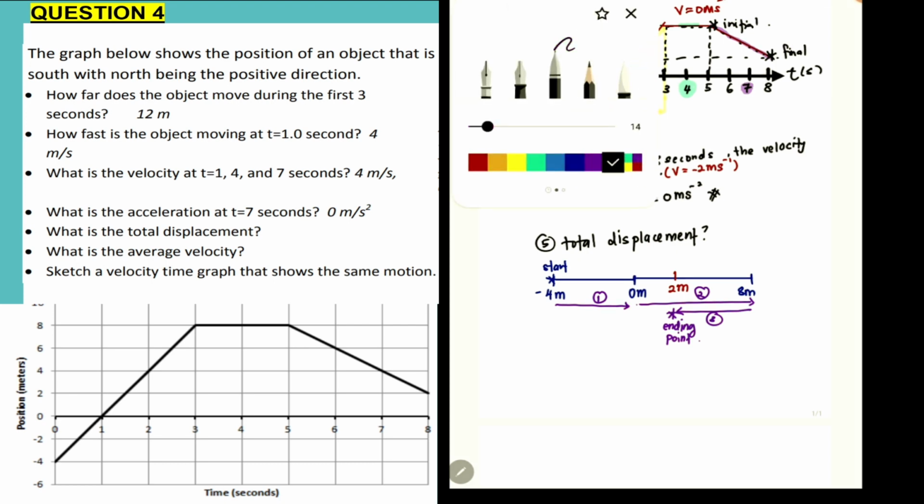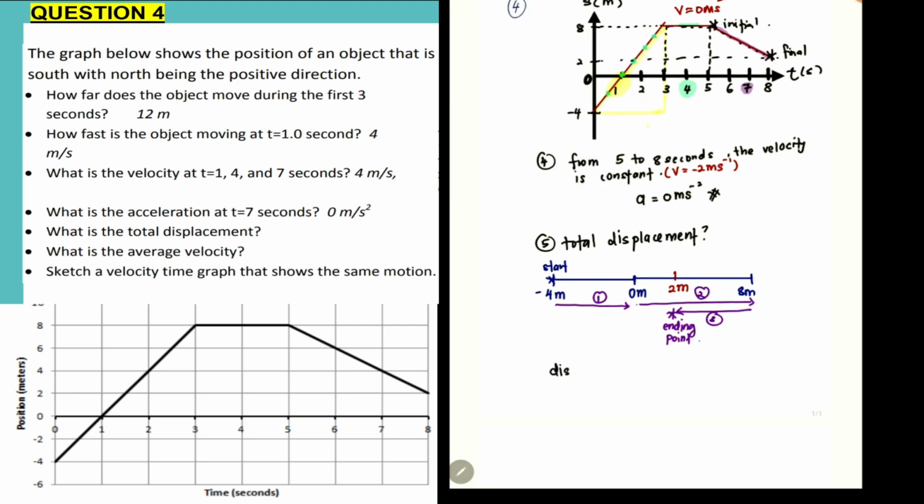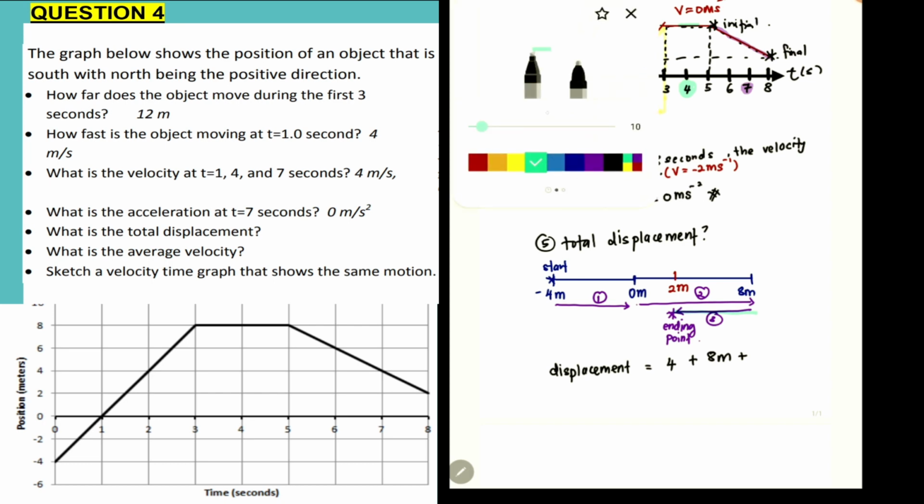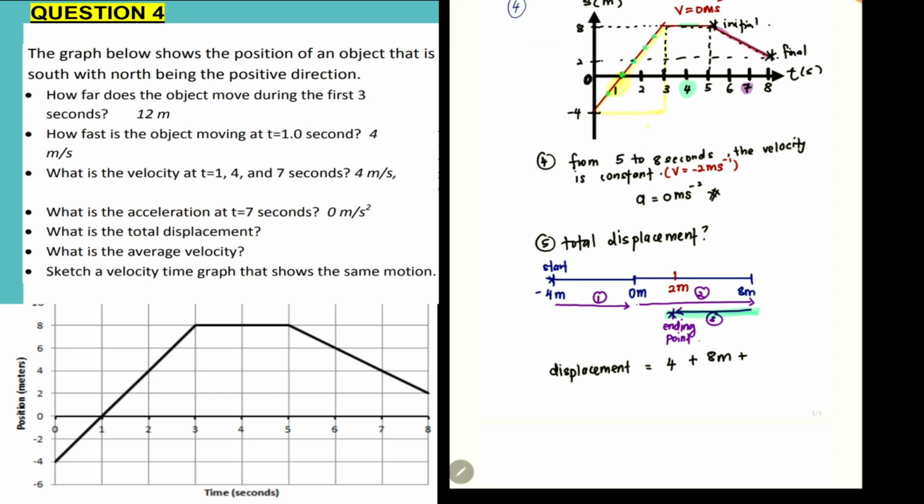Okay, so now let's calculate the displacement. Negative 4 to 0, so it's equal to 4 meter, plus 8 meter, and plus its opposite direction. This is opposite direction, so it should be negative. So negative 8 minus 2 is 6 meter. So 12 minus negative 6, so the answer is 6 meter. Okay, so the answer is 6 meter.